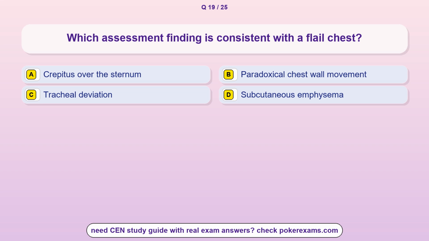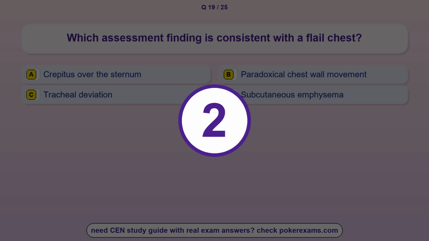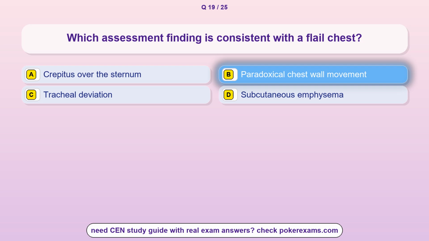Question 19. Which assessment finding is consistent with a flail chest? Option A, crepitus over the sternum. Option B, paradoxical chest wall movement. Option C, tracheal deviation. Option D, subcutaneous emphysema. The correct answer is option B, paradoxical chest wall movement.